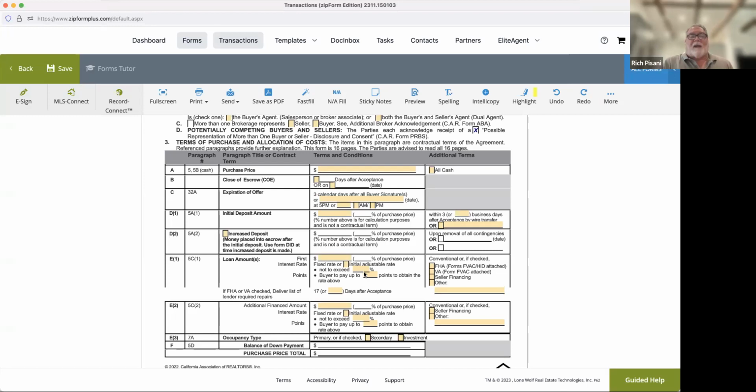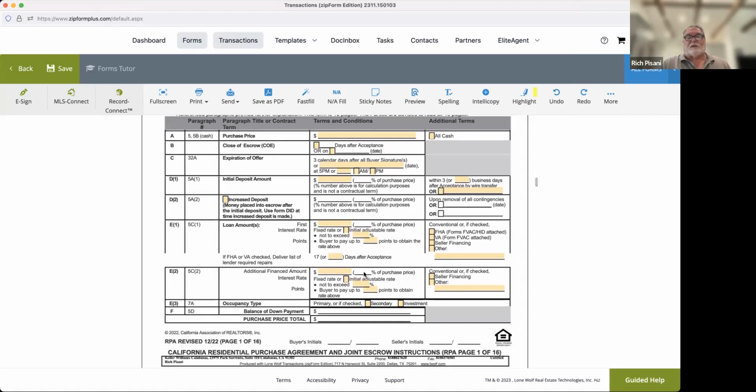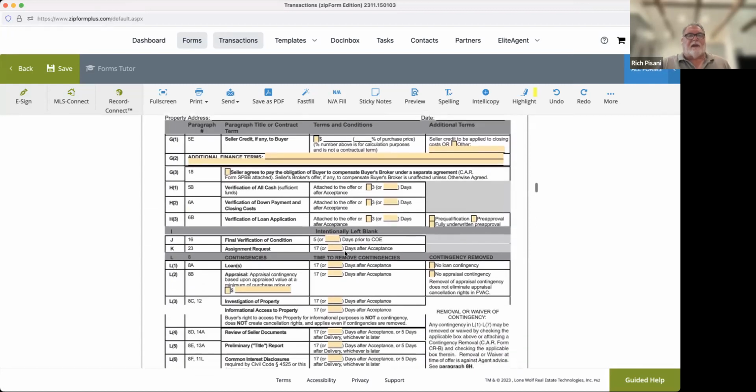So this automatically calculates what the loan amount is. If it's an 80% loan, then it will calculate after the initial deposit what the balance of the down payment is and the total purchase price. Before I move on to the next page, anybody have questions on the first page? Not seeing or hearing any.